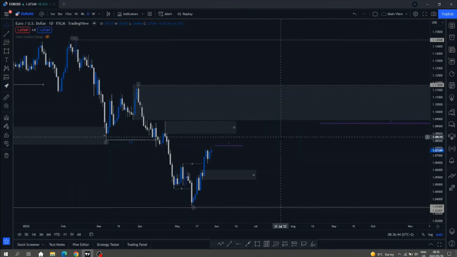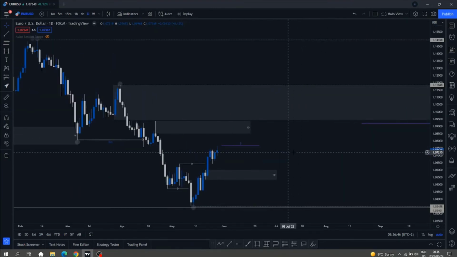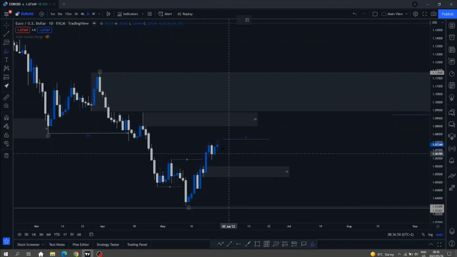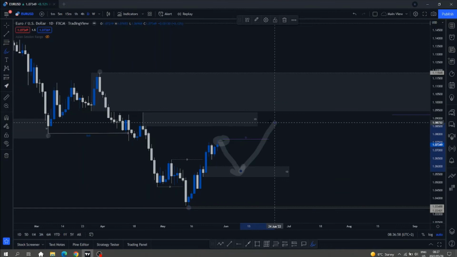Okay, so we have two scenarios here that could potentially play out on the daily chart on EURUSD. Because we've just tapped that equilibrium, we could see price action pull back towards demand before potentially pushing higher.